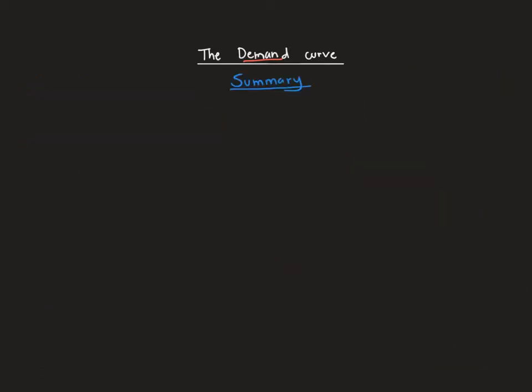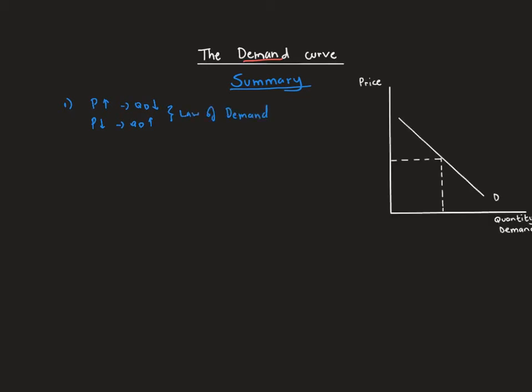So let's summarize what we've learned so far in this chapter. We know that when prices increase, quantity demanded decreases. And when prices decrease, quantity demanded increases. This is the law of demand. The second thing we learned was how to draw the demand curve. The demand curve has the y-axis, which contains price, and quantity demanded on the x-axis. The demand curve is shown here as downward sloping, which has a particular price of P0 and quantity Q0.